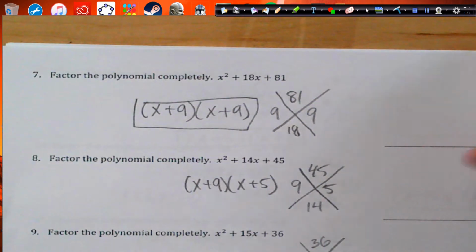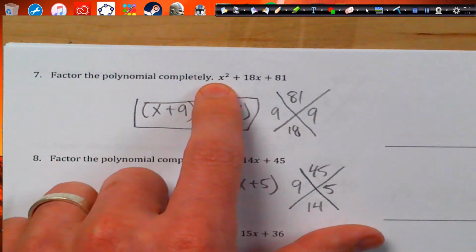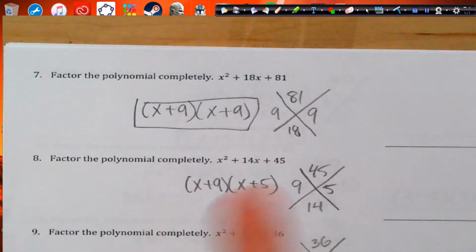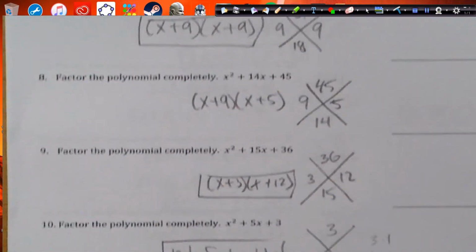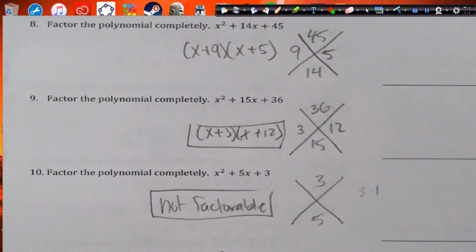These ones are nice and fast, basically just multiplying. When we have x squared in the front, there's no number, so you could set these up very fast. 81 over 18 is going to be 9 and 9. 45 and 14, so on and so forth. I'm just going to show these up here.